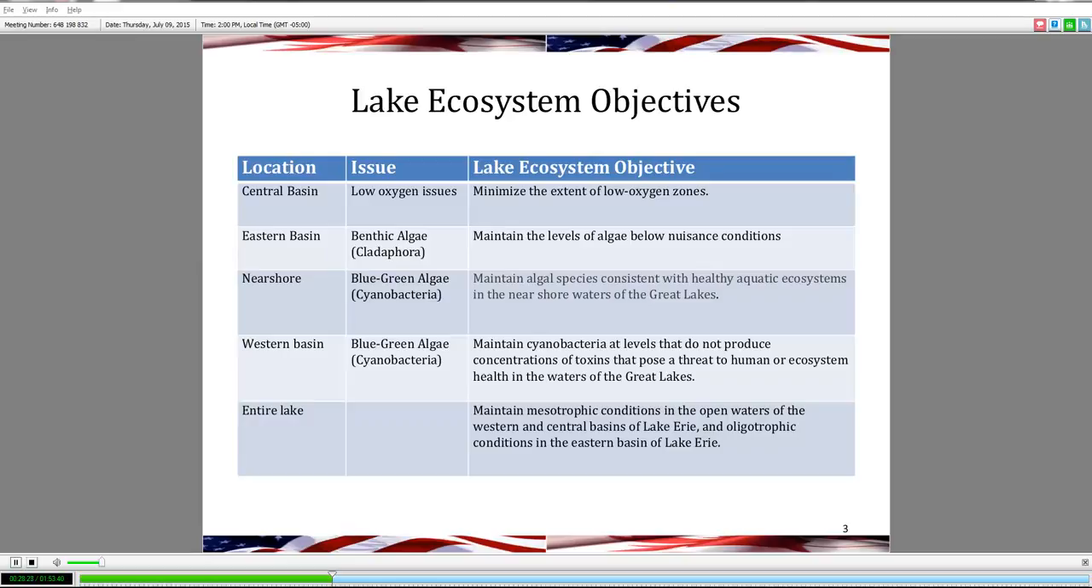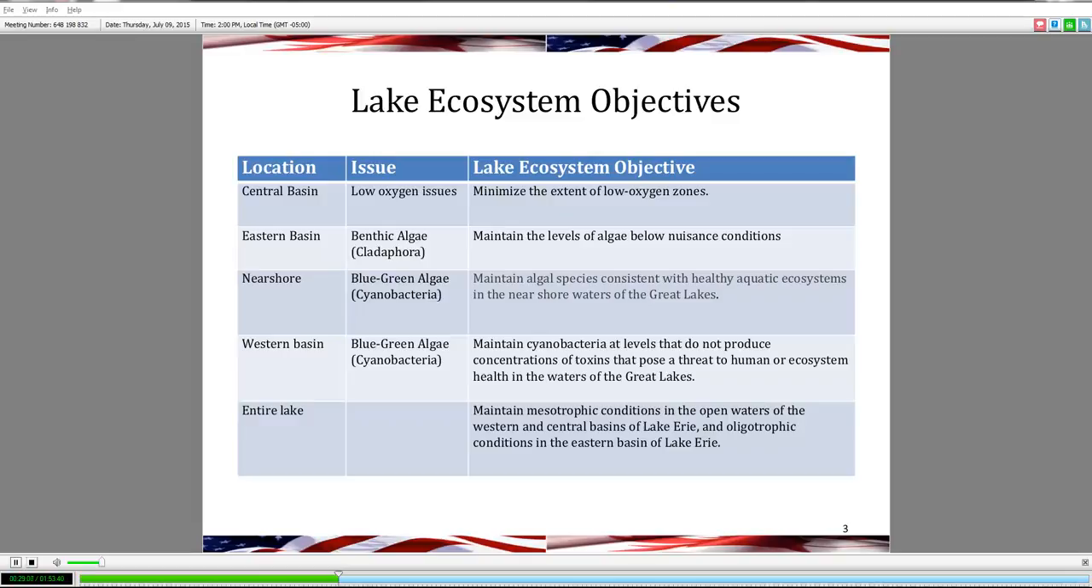Under the Great Lakes Water Quality Agreement, we had ecosystem objectives that we needed to meet, and this chart links the various basins in Lake Erie to the lake ecosystem objectives. So in the Central Basin, we were tasked with addressing low oxygen issues to minimize the extent of low oxygen zones. In the Eastern Basin, we were tasked with maintaining a level of algae below nuisance conditions. That really focuses on Cladophora or benthic algae.